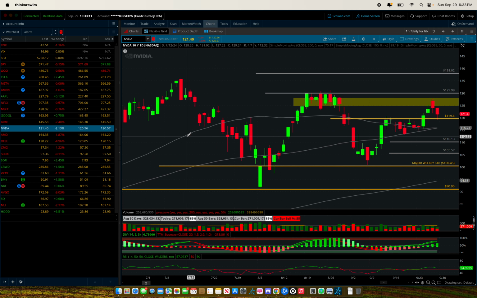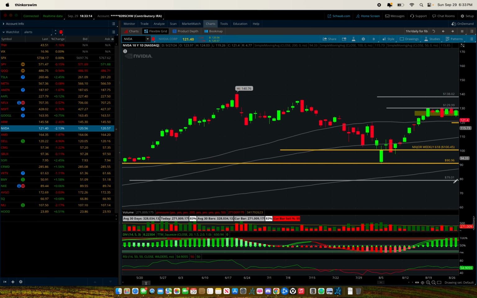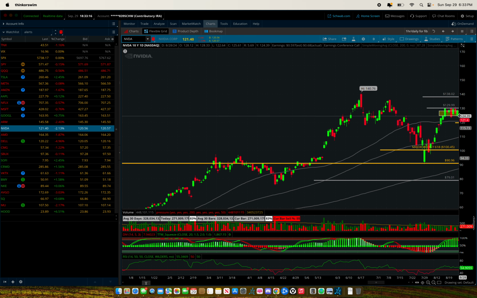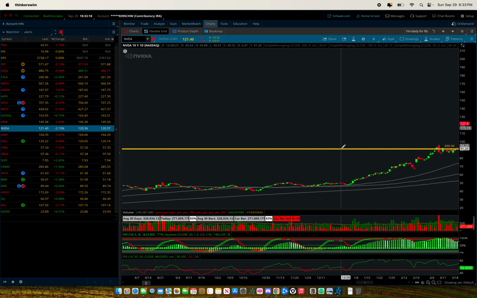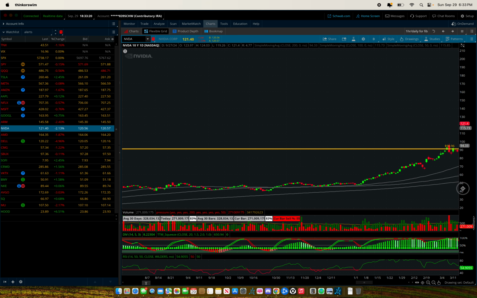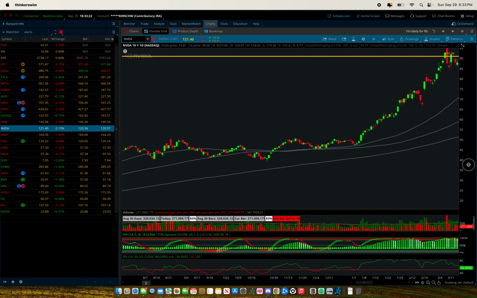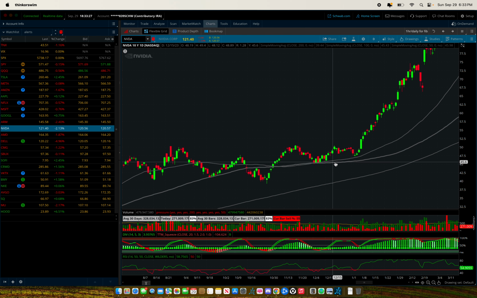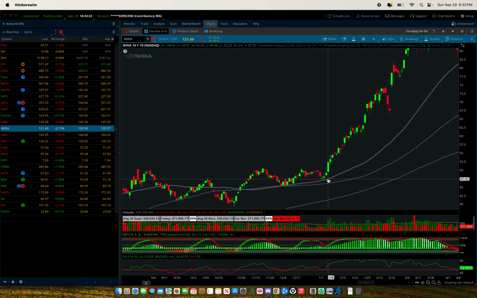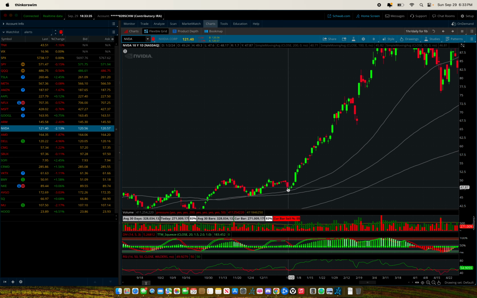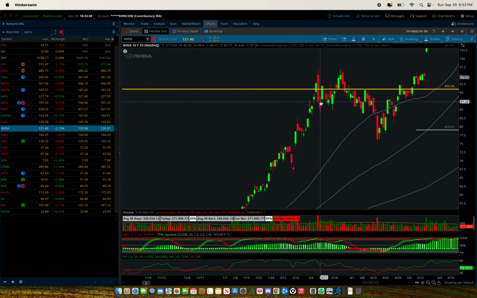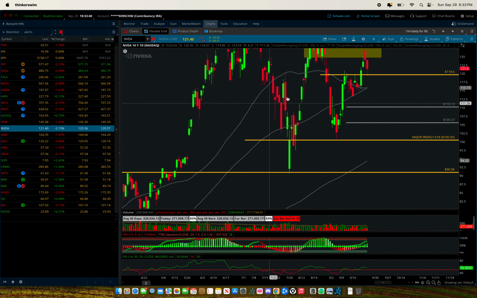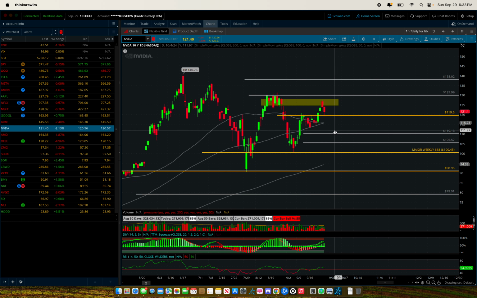So when the SMAs cross, let me show you guys, for example, back here in 2023, the last time the SMAs crossed over, they converged and created a price expansion, which then ended up turning into a multi-month rally. I'm sure we're not going to see that anytime soon, but there is a possibility.